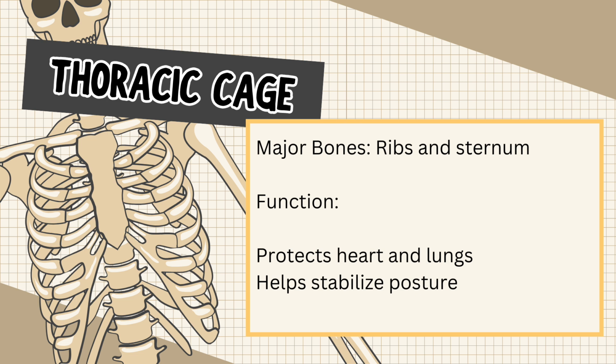Third, thoracic cage. The major bones of the thoracic cage are ribs and sternum. The thoracic cage consists of the ribs and sternum, which protect the heart and lungs. It also supports the upper body and helps with breathing by expanding and contracting.